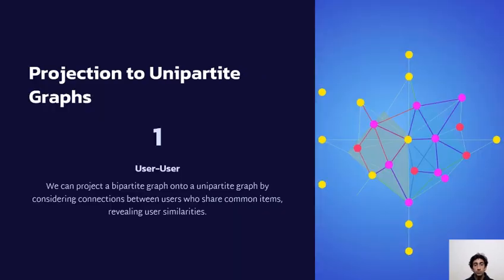Projection to unipartite graphs. The first one is user to user. We can project a bipartite graph onto a unipartite graph by considering connections between users who share common items, revealing user similarities.